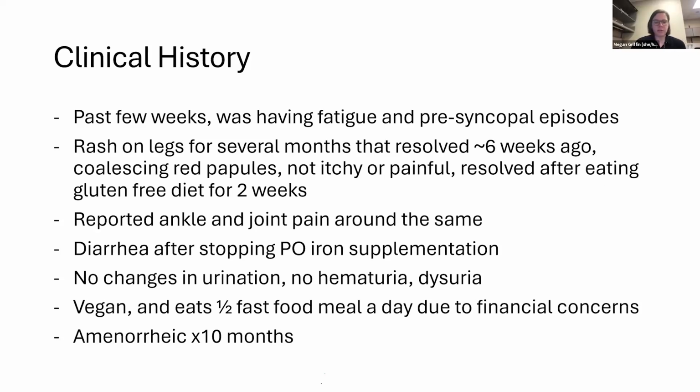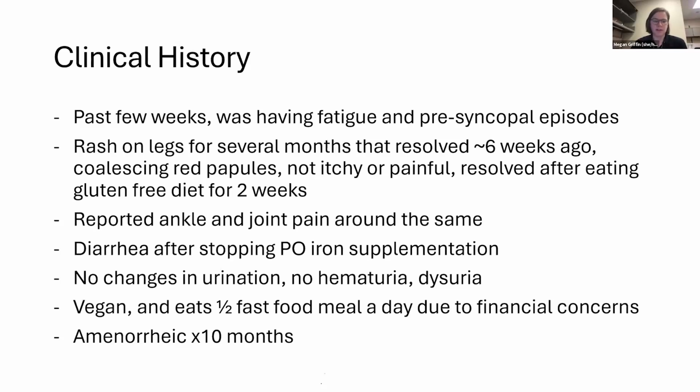So some of the clinical history and why she had actually gone to her PCP in the first place was that over the past few weeks, she had been having fatigue and pre-syncopal episodes. She had never actually lost consciousness. She had also had a rash on her legs that had resolved by the time we saw her, but she had a picture. It had coalescing red papules. It was not itchy or painful, and she actually thought it may be related to celiac disease as she was having diarrhea. And so she went on a gluten-free diet for 2 weeks, and the rash had resolved.